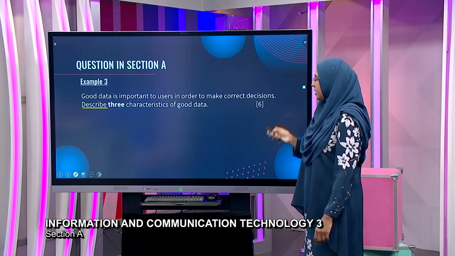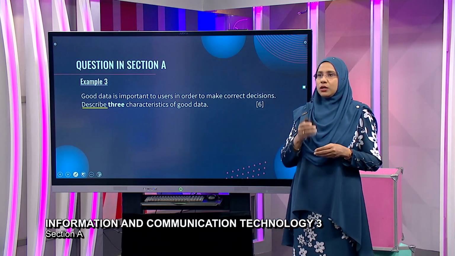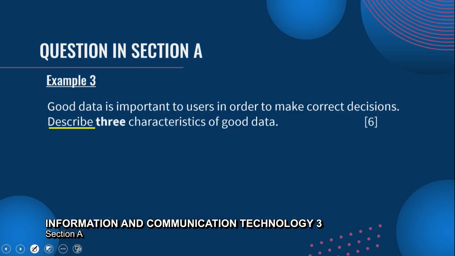Okay, next we look at example 3. Another question. Good data is important to user in order to make correct decision. So you are given some information about data, and then the question asks, describe. Describe means a long answer. 3 characteristics of good data. Marks given: 6 marks. So we know that 2 marks for each.